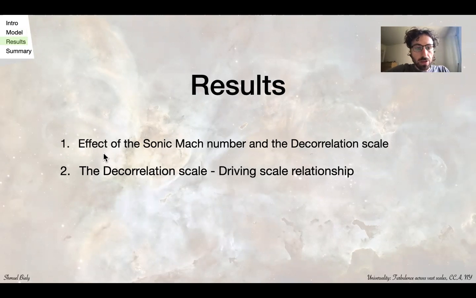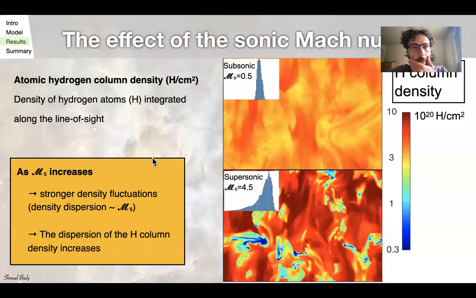I'll just briefly mention a few results, and that connects two things. One is what the effect of the sonic Mach number and the decorrelation scale on the abundances of chemical species. And the second thing that is more related to the magnetic field and based on a recent study is the decorrelation scale driving scale relationship, and that touches to how can we constrain the driving scale and the driving process of turbulence. So let me first start with number one. So what's the effect of the sonic Mach number?